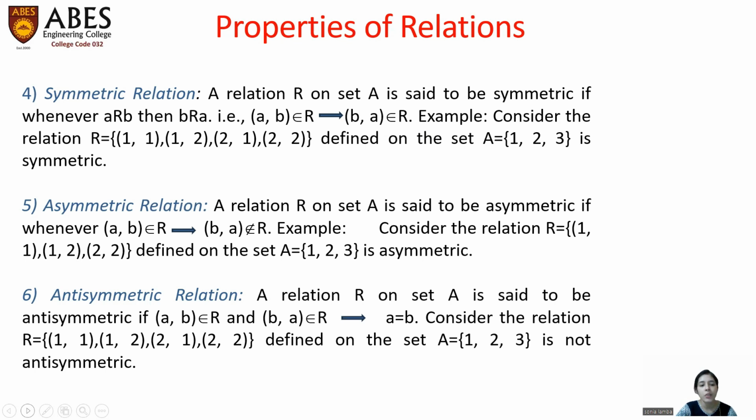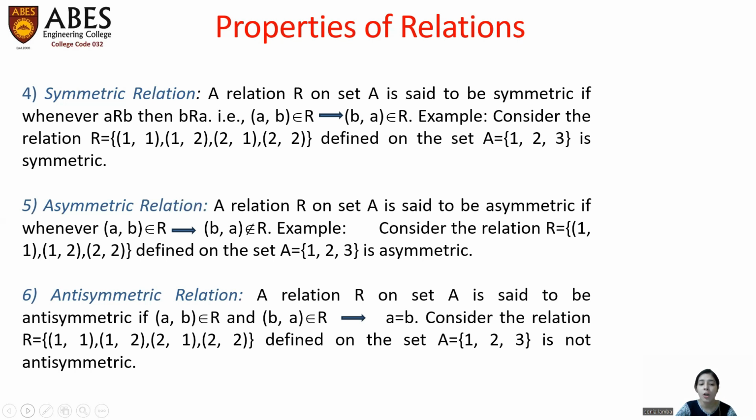Next type of relation is the antisymmetric relation. So let's say R is the relation defined on the set A, and this relation R is said to be antisymmetric if and only if, when A comma B is in the relation and B comma A is also in the relation, then A must be equal to B. So if both the ordered pairs A comma B and B comma A belong to the relation, in that case A must be equal to B.